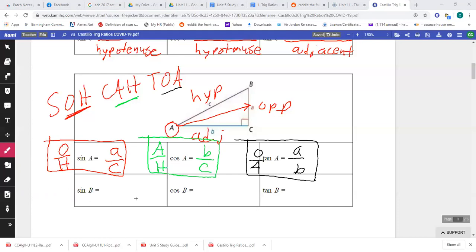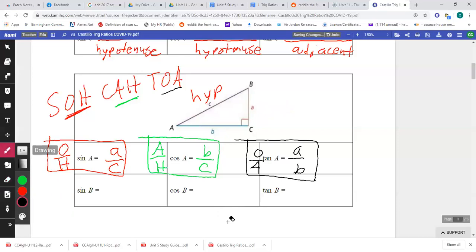Now let's go ahead and look at the bottom. So this is what I was talking about before. This time, we're not focused on angle A anymore, right? Now we are focused on angle B. So if I focus on angle B, this now becomes my opposite, and this becomes my adjacent. You see how the hypotenuse never changes, right?